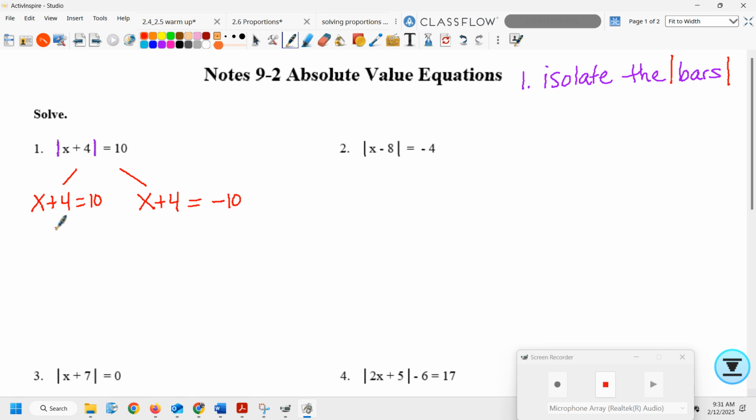So my steps would be to subtract 4 from both sides, and I get x is equal to 6. Subtract 4 from the second equation, and x is equal to negative 14. Those are my two answers.